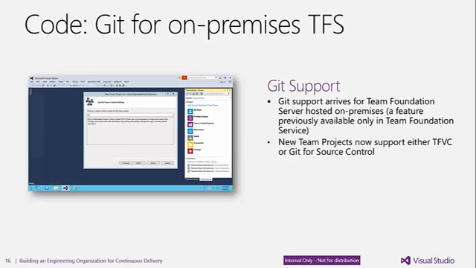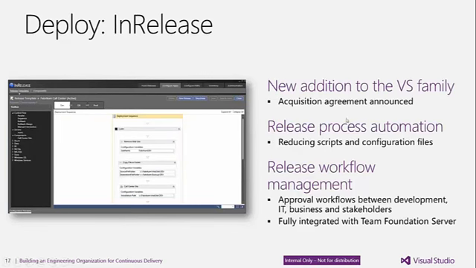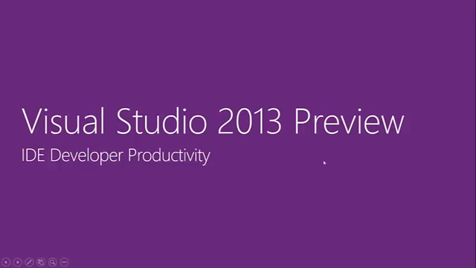Mm-hmm. And the thing I didn't understand until just a few days ago is that when we talk about that Git for on-premise TFS, it doesn't actually change the server per se. The server's still using good solid source control standards, and you're not going to have to install a separate Git server. It's just managing that Git approach to source control inside of TFS. Right. It's a pretty cool feature. We talked about release till it's blue in the face. We'll just move on right past that.